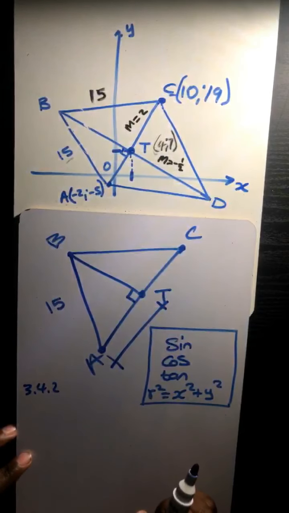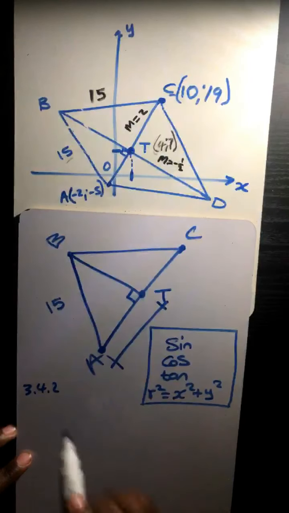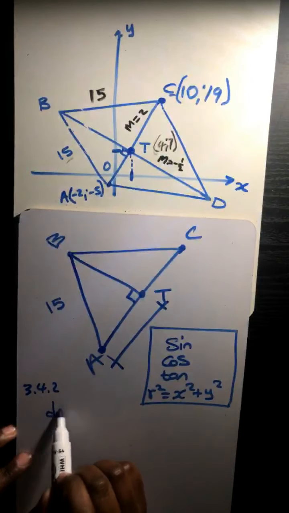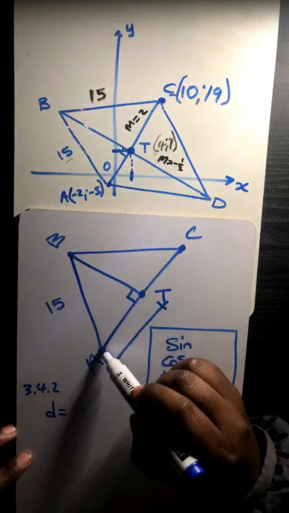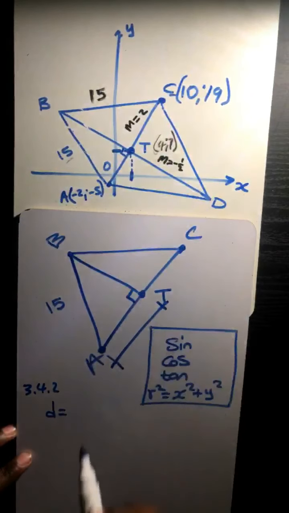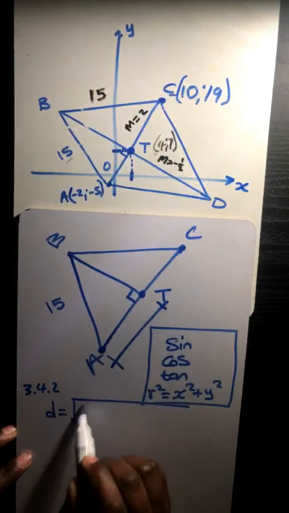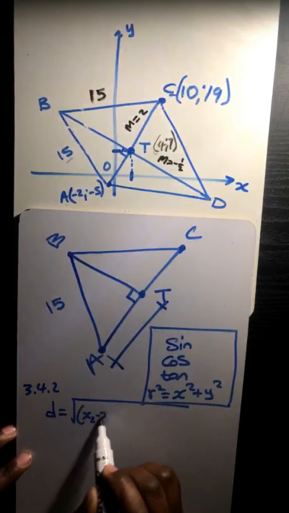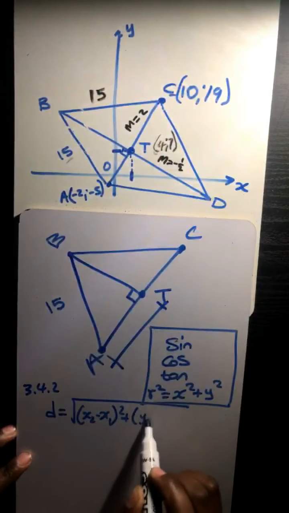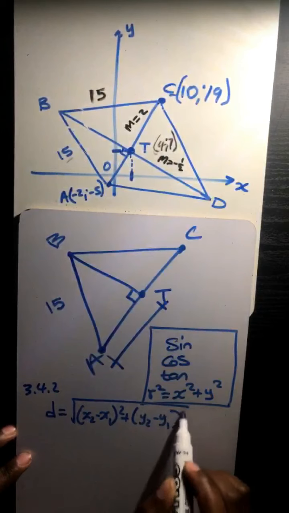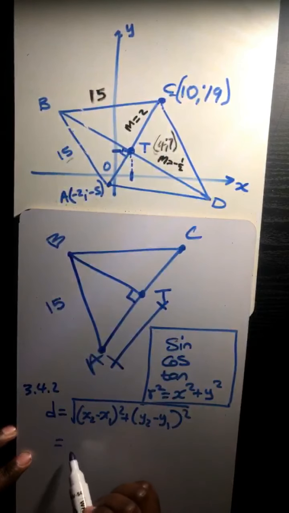In short, the examiner is trying to check if you know how to apply the distance formula. The distance formula is going to help us find the distance from there to there, or the length. Here's the formula: the square root of x2 minus x1 squared plus y2 minus y1 squared. Remember, ask yourself this question: do you have two things?